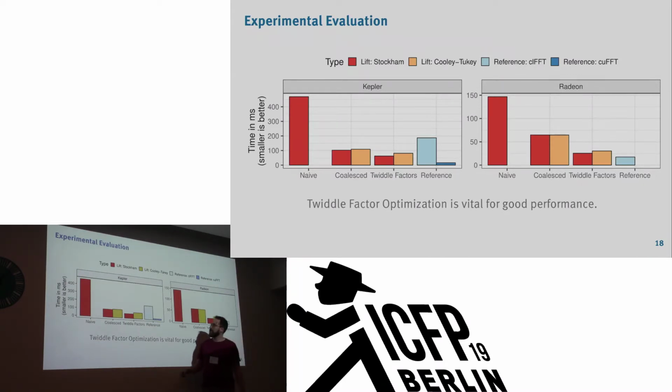And as we can see, our generated code on the Kepler GPU is significantly faster than clFFT, but still a lot slower than cuFFT. cuFFT is very fast, about 4 times faster still. And on the AMD Radeon GPU, we cannot measure cuFFT, of course, because it's CUDA, it only runs on Nvidia GPUs. But we can measure against clFFT and see that we are unfortunately still slightly slower by a little bit less than 50%, I think.